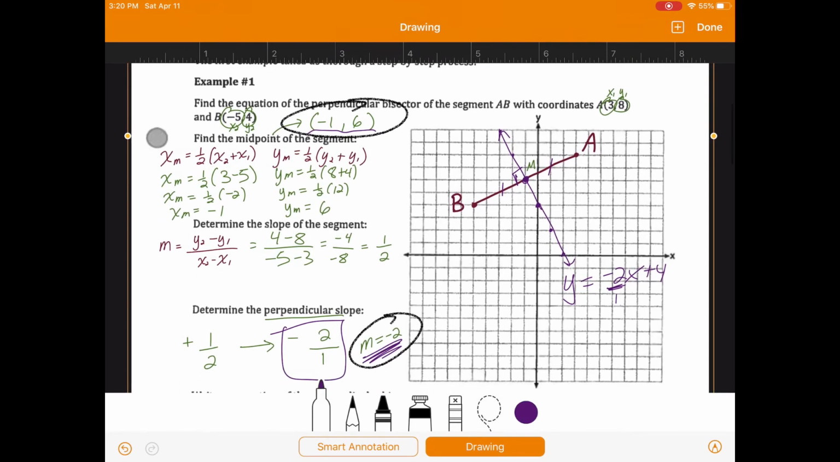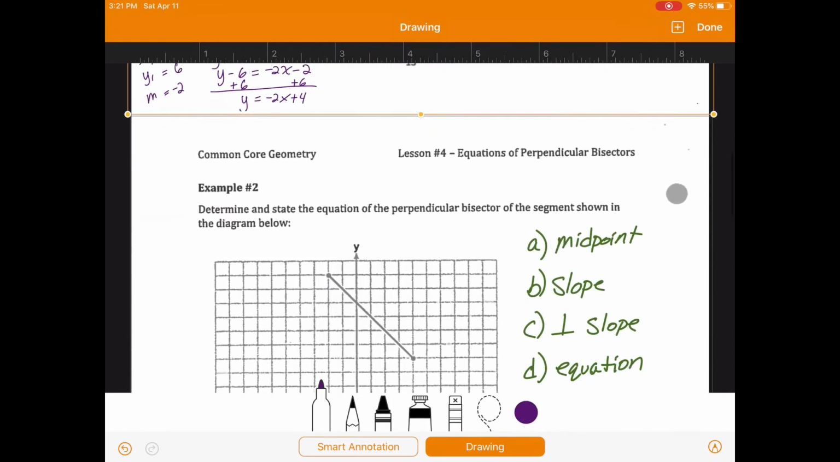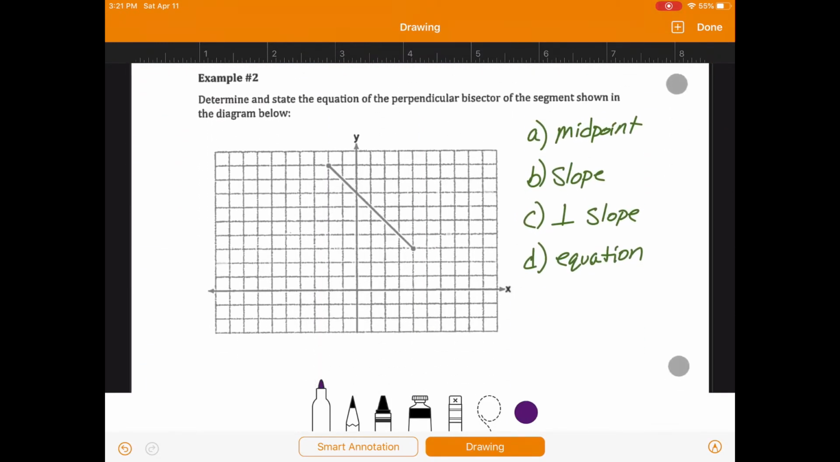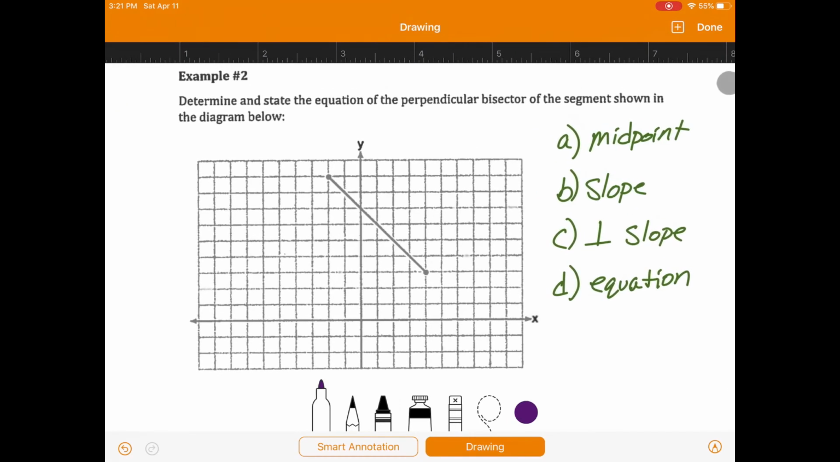So that way is the algebraic way of doing it. We didn't really rely on the graph too much. The next example, I'm going to show you how to do the exact same thing, but I'm just going to rely on the graph a little more. It's a little bit faster to do it that way. So first, we're going to figure out what we're doing. We are going to try and find the exact same thing that we just did. We're going to try and find a line that is perpendicular to this segment, and it's going to cut that segment in half.